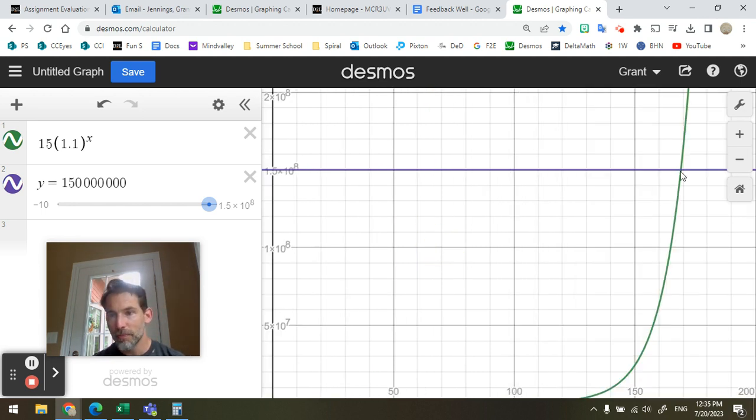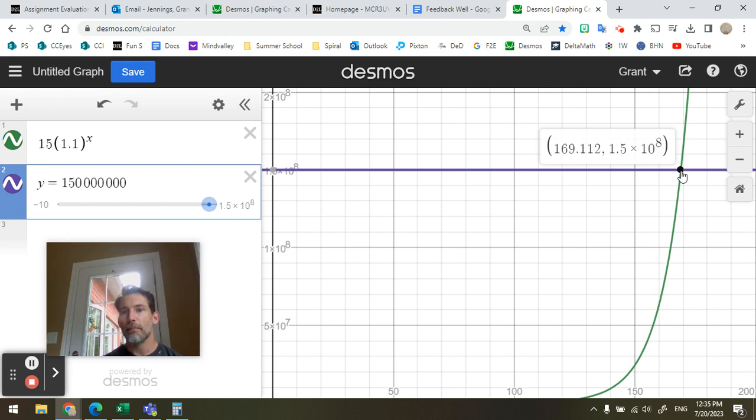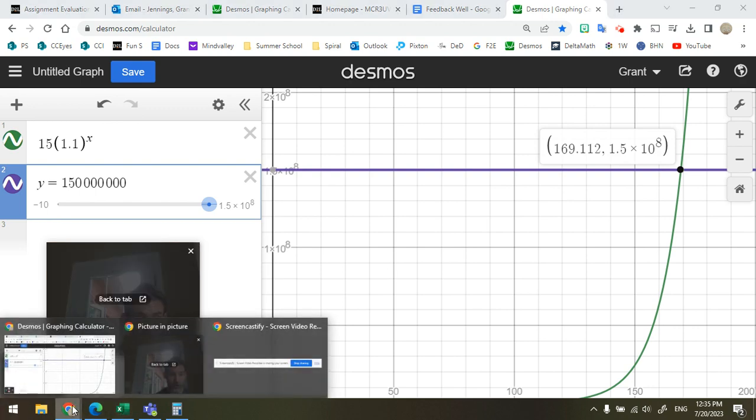Yeah, there. Should take about 169 days. Okay, that's actually a little faster than I wanted, but whatever. Still gives you an idea that you can't see the growth until suddenly it's all over you. All right, so let's go.